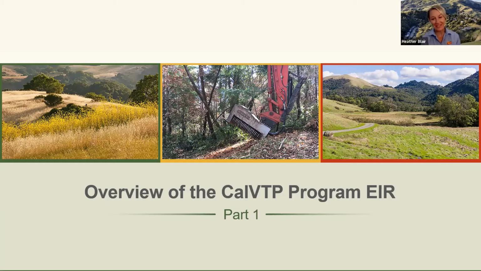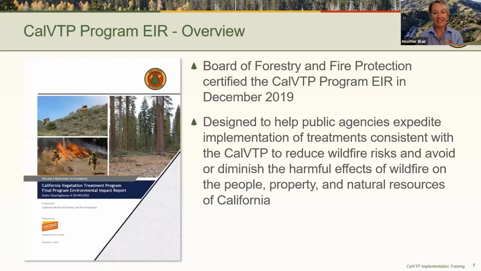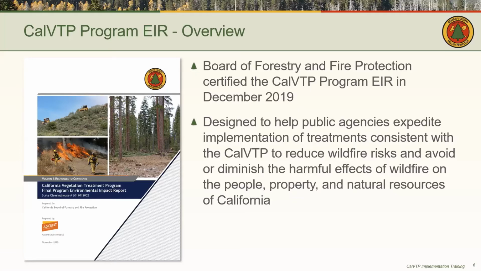Let's begin with part one, overview of the CalVTP Program EIR. As lead agency under the California Environmental Quality Act, or CEQA, the Board of Forestry and Fire Protection certified the CalVTP Program EIR and approved the program itself in December of 2019. 2020 began implementation of the program. It's currently being used by state and local agencies, and throughout 2020 and into 2021, we've seen its use continue to broaden and accelerate.